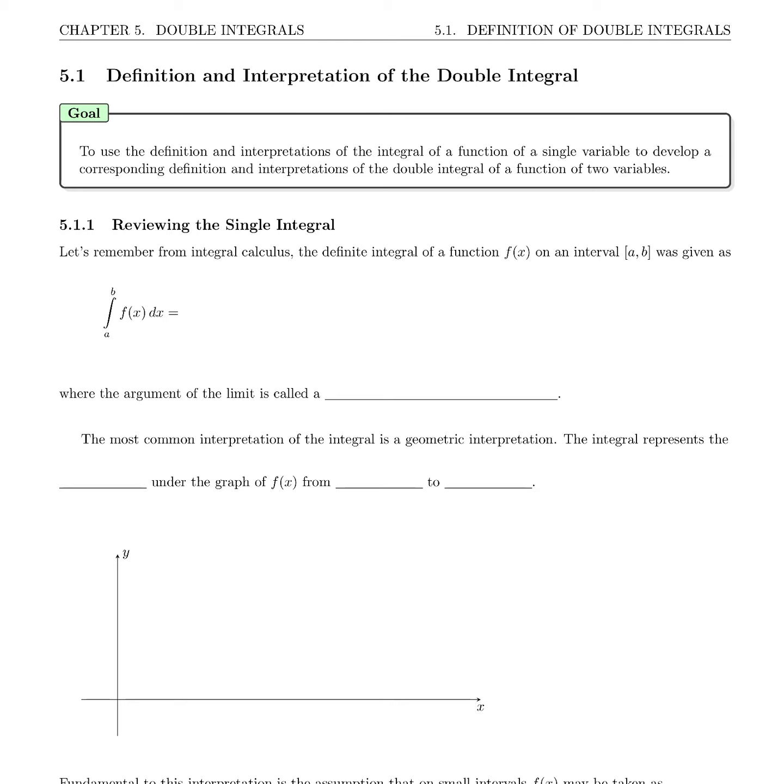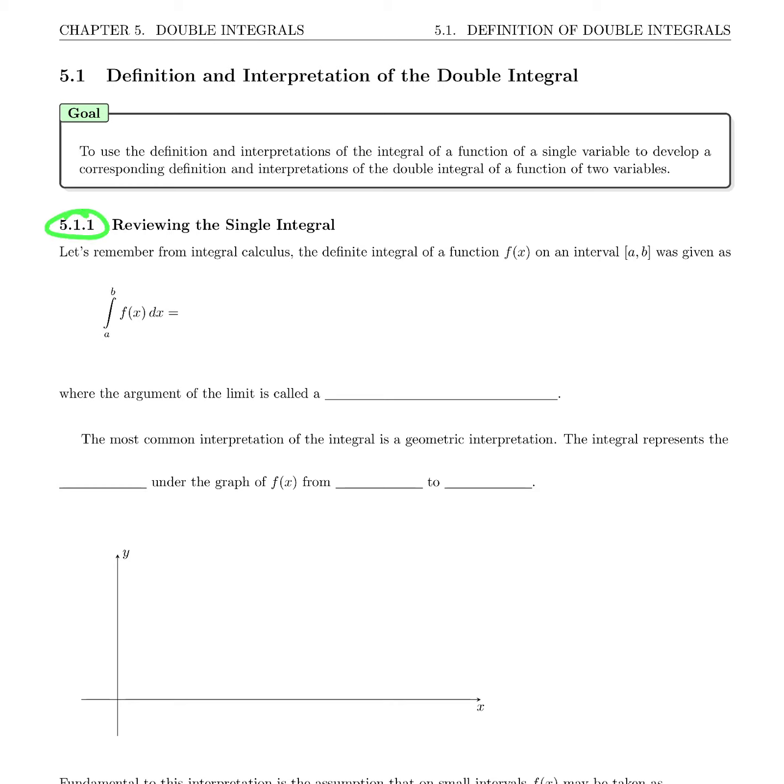Welcome to Chapter 5 on double integrals. In this video, we're going to start section 5.1 on the definition and interpretation of the double integral. The goal of this section is to use the definition and interpretations of the integral of a function of a single variable to develop corresponding definition and interpretations of the double integral of a function of two variables.